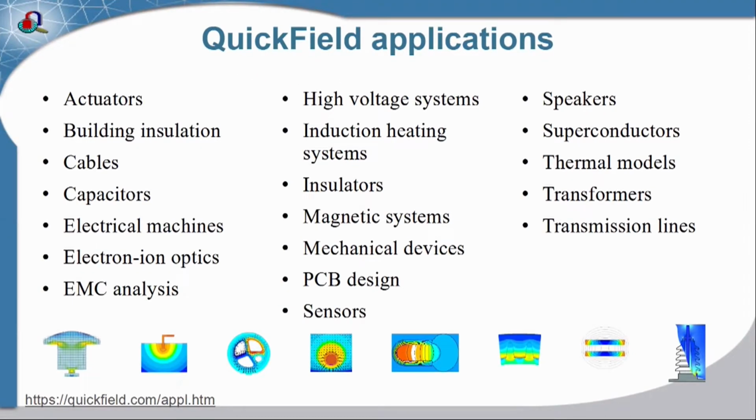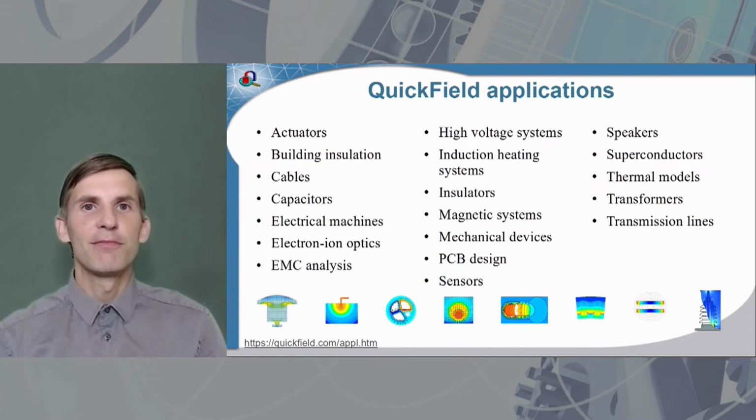Mostly QuickField is used for the electrical and magnetic simulation of electromagnetic devices, such as cables, transmission lines, electric motors, transformers, printed circuit boards, and many others. Thermal analysis models are used to build thermal models of electromagnetic devices and to calculate, for example, thermal transmittance of the building insulation, to simulate induction heating devices, and others.